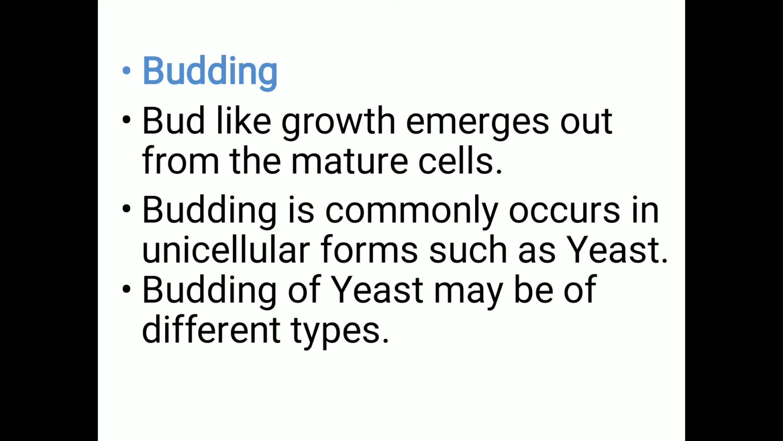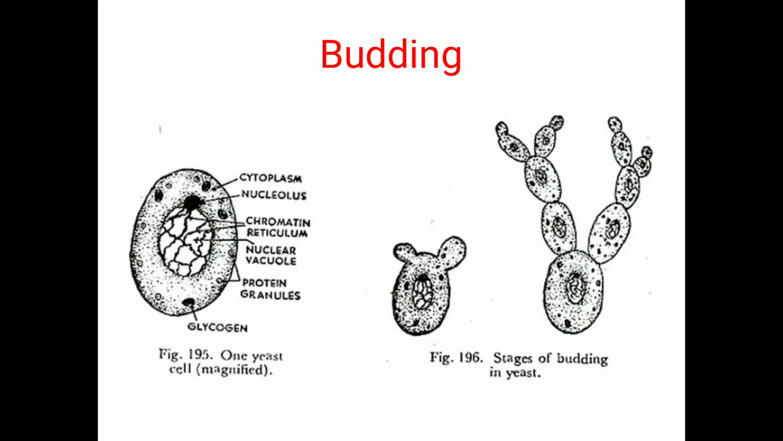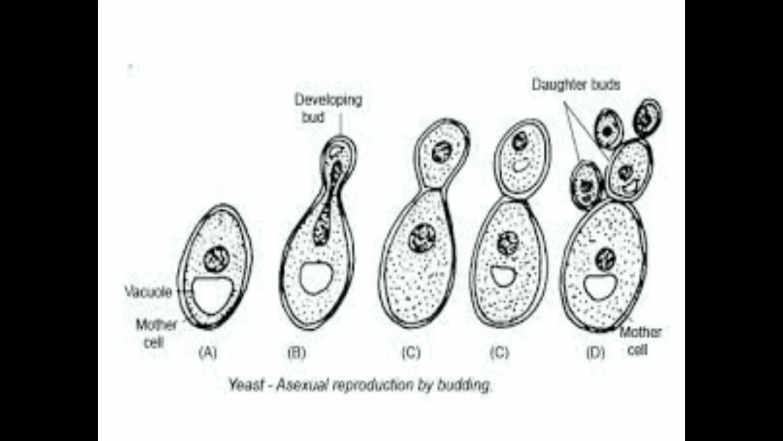Then the next one is budding. As we know, budding means what? A small bud-like growth emerges out from the mature parent cell, and budding commonly occurs in the unicellular fungus yeast. So here, let us see how budding takes place. Let us see the first structure, A.